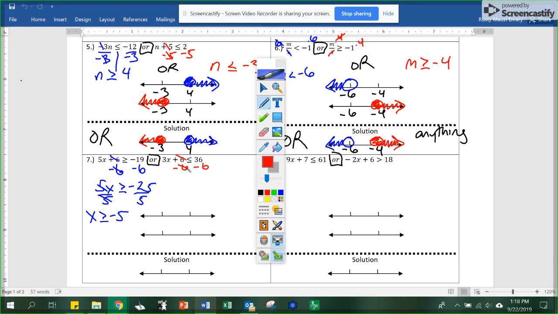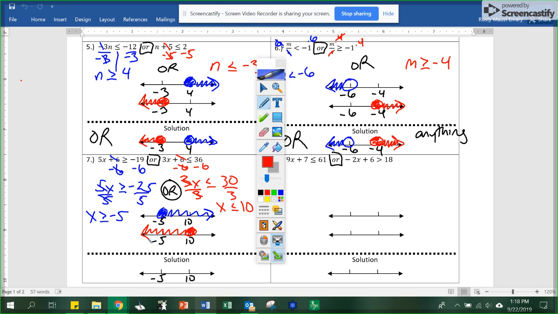Similar steps for the second one. We get 3x is less than or equal to 30. Divide by 3. I get x is less than or equal to 10. Again, just remember, this is an or. So that means I'm going to graph the two inequalities separately. Two boundary points are -5 and 10. On the first inequality, x is greater than or equal to -5, so filled in circle to the right. X is less than or equal to 10, so filled in circle to the left.